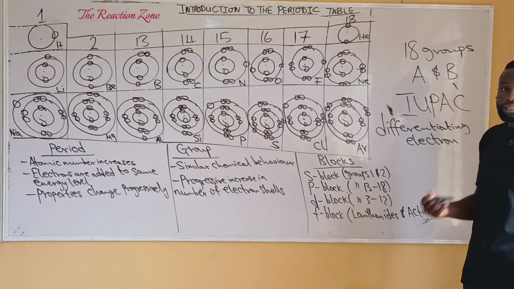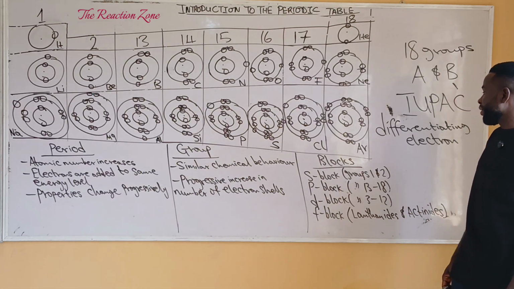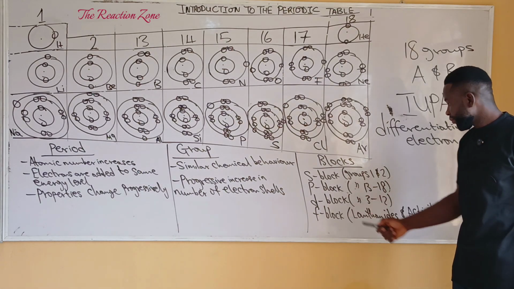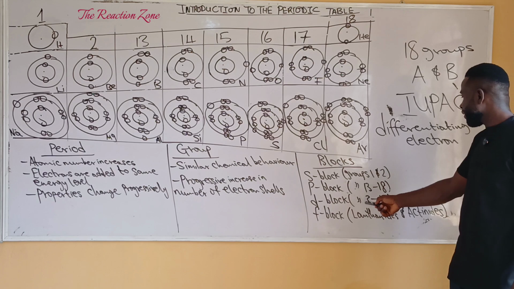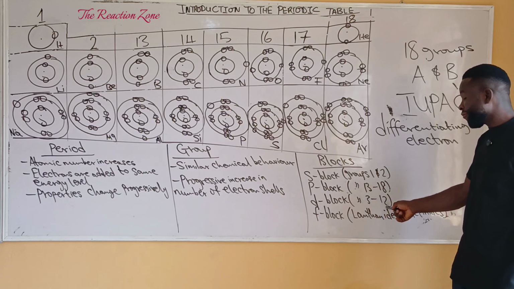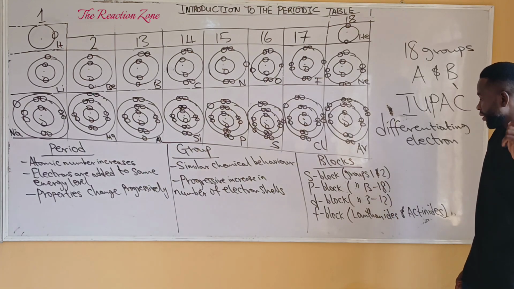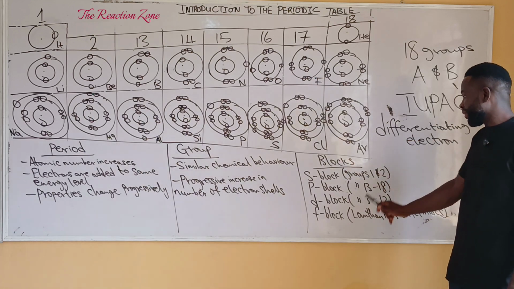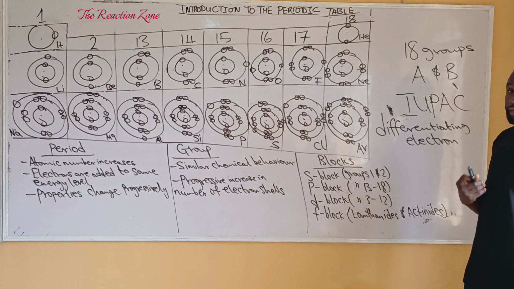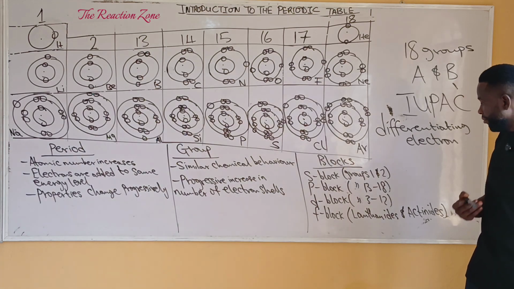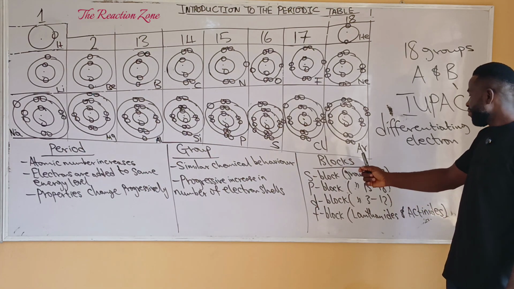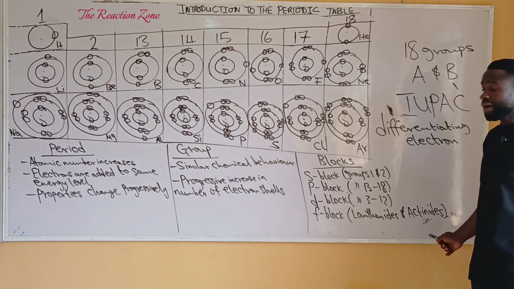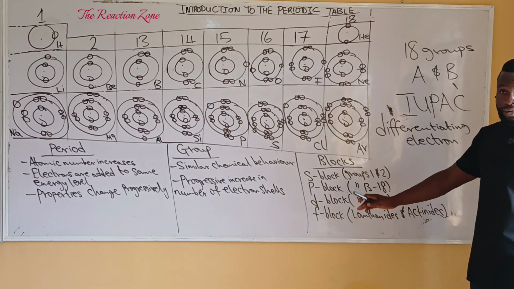If the differentiating electron enters a d orbital, then that element is a d block element. Elements of groups 3 to group 12 are d block elements. If the differentiating electron enters the f orbital, then that element is an f block element. Elements that belong to the lanthanide and actinide series are f block elements.